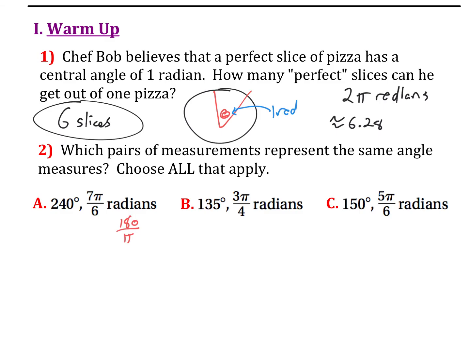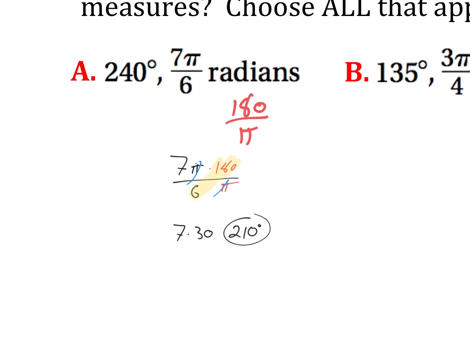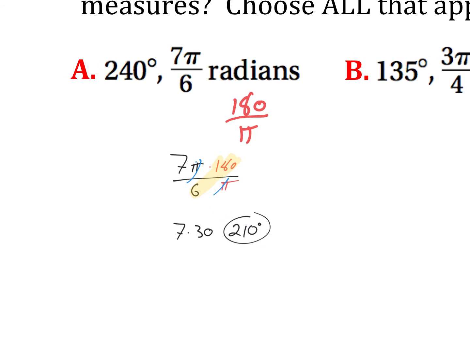Using the first one as an example, if I have 7 pi over 6 and I'm multiplying that by 180 over pi, the pi's are going to cancel out, and then I take a look at 180 over 6. 18 divided by 6 is 3, so 180 divided by 6 would be 30. So this is really just 7 times 30, which is 210 degrees. 210 degrees is clearly not the same as 240, so option A is out the window.